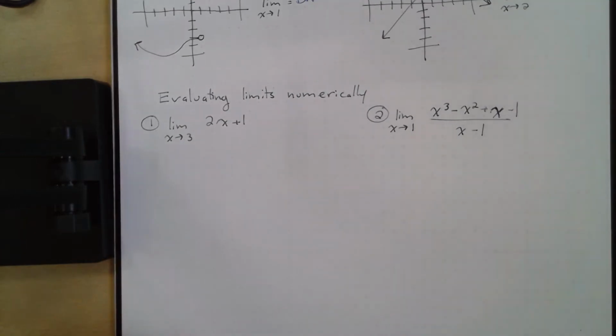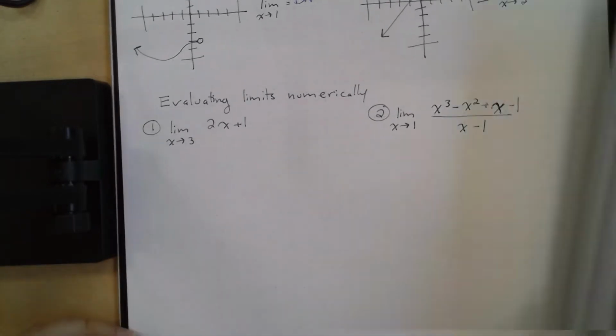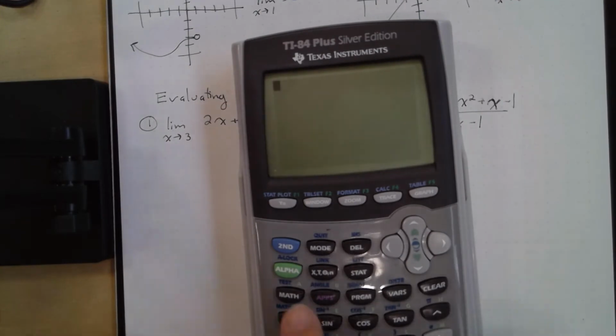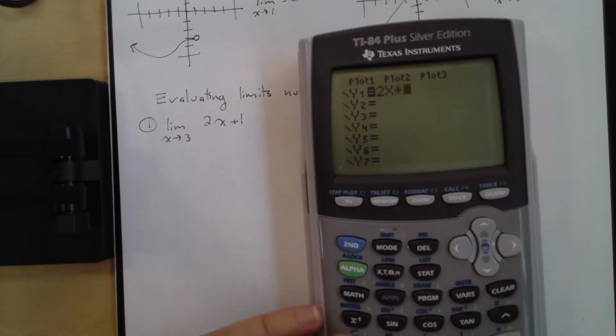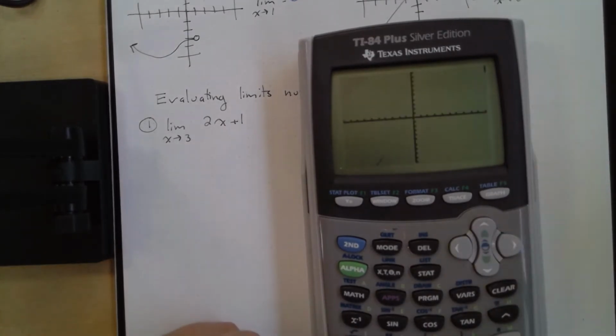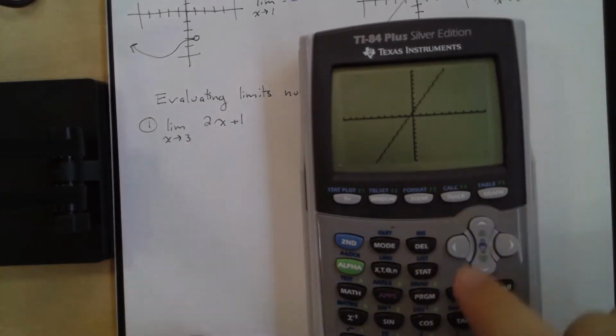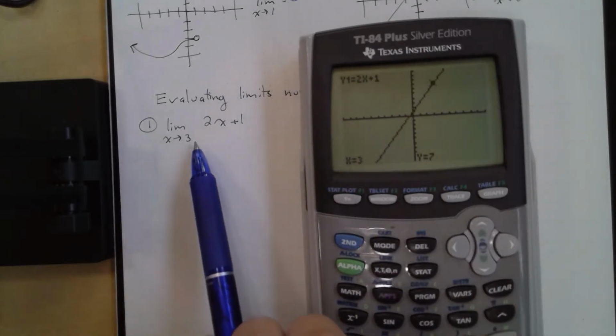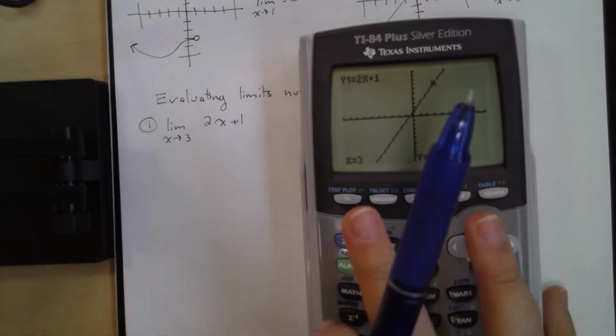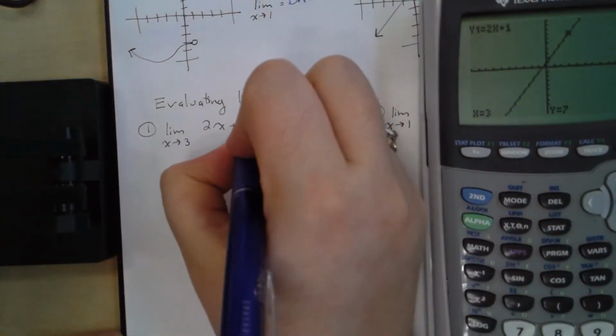We can also evaluate limits numerically, and in order to do that, basically all we're going to do is use our calculator and calculate what that limit is going to be by looking also at the graph and maybe by tracing some things. The first one, I'm going to go to y equals, put in my equation, 2x plus 1, and graph this. If I trace at 3, I get that the limit is 7. And if I substitute in 3, 2 times 3 plus 1 equals 7. So my limit there is 7, and that's easy enough.